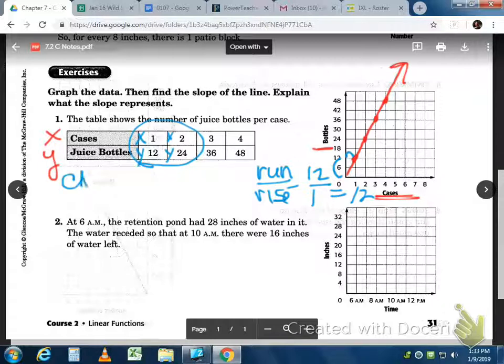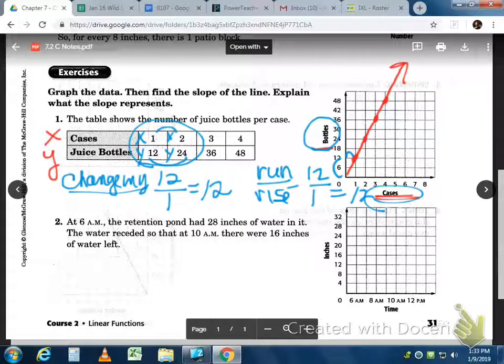Change in y. What did my y change from 12 to 24? How much is that? 12. Change in x, 1 to 2. 1. Well, 12 over 1 again. What's that reduced to? 12. And you have to do your labels. And remember, it's your y per x. So bottles per case.